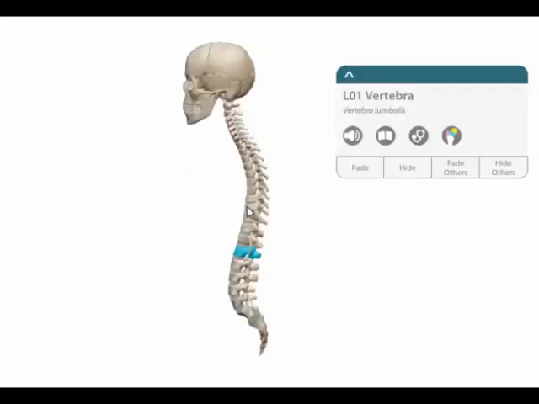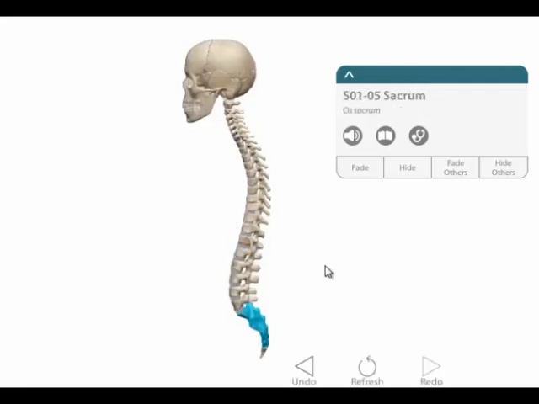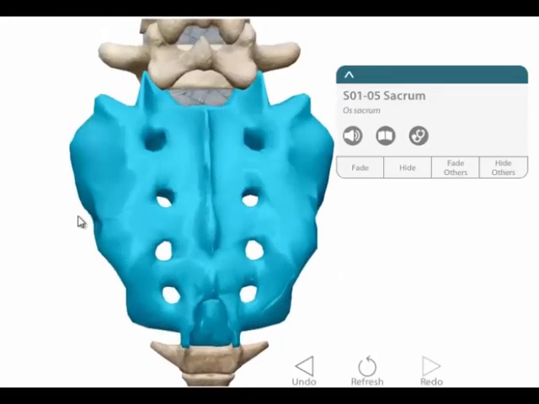The lumbar region of the spine is made up of 5 vertebrae from L1, which is highlighted here, down to L5. These vertebrae are the largest and the strongest in the spinal column. The sacrum at the base of the lumbar region is made up of 5 fused vertebrae.